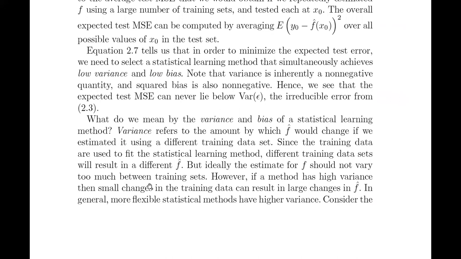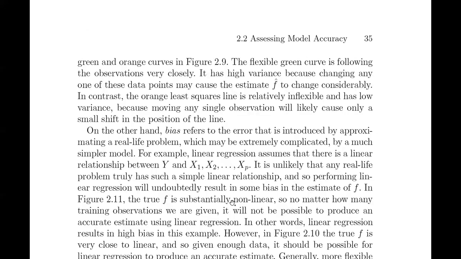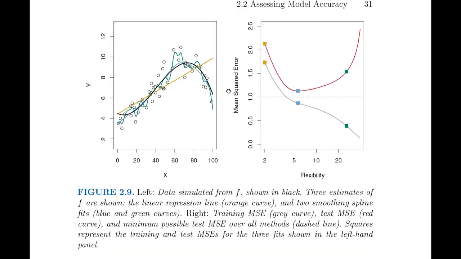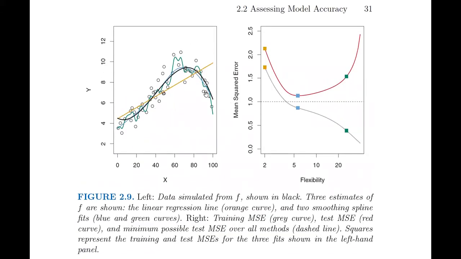However, if a method has high variance, then small changes in the training data, this is what you don't want in practice, although sometimes it's unavoidable, can result in large changes in f hat. In general, more flexible statistical methods have higher variance, and you would expect that, right? Let's see if we have a diagram. No, but we'll have to go back up. Consider the green and orange curves in figure 2.9. So the green and the orange.